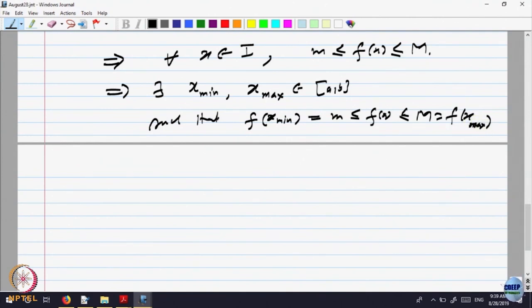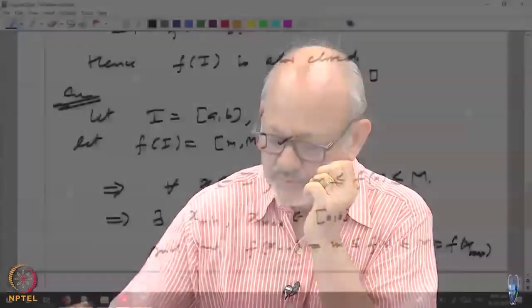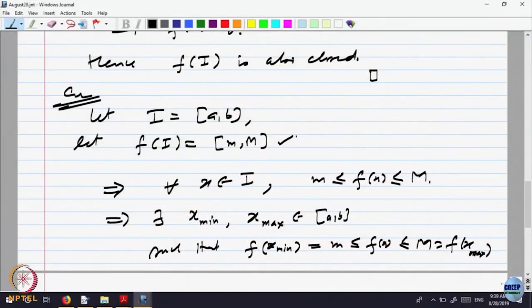Is that clear? I am just reinterpreting that result. If the domain is a closed bounded interval [a, b], we just now proved the range must also be a closed bounded interval. So, if the domain is [a, b], the range is [m, M]. What does that mean? That means every value of the function is between small m and capital M. That means the function is bounded.